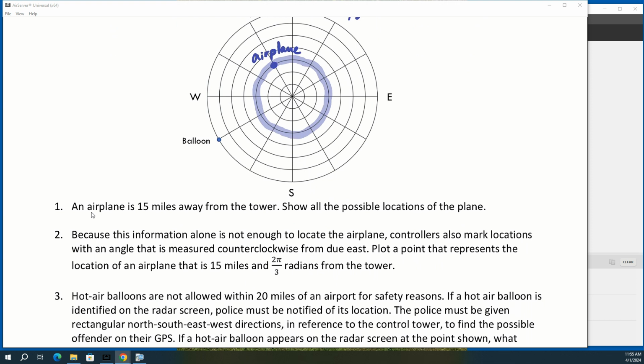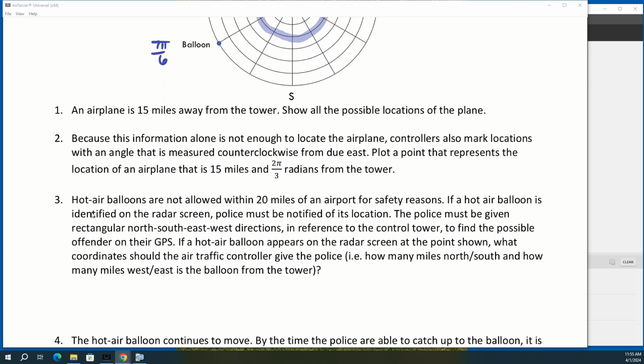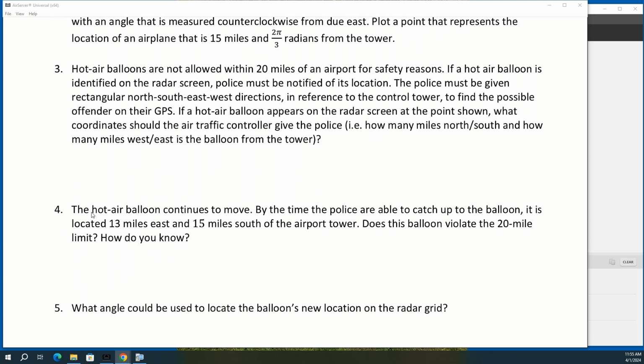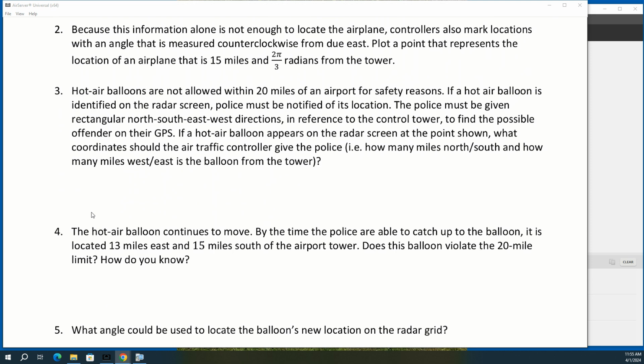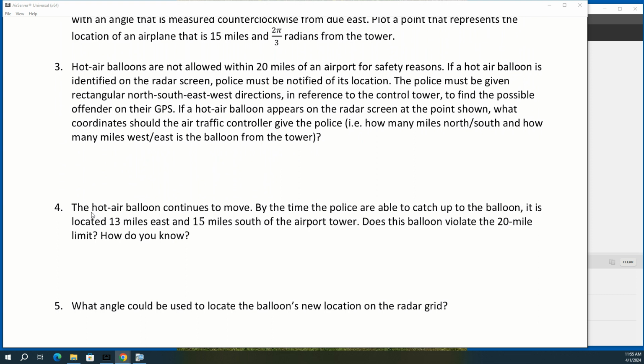If we were looking at the angles, that angle is going to be 7 pi over 6. And then for the r, if we count by fives, 5, 10, 15, 20, 25, 30, 35. So right now it's 35 miles away, so it's not breaking any rules. But we're going to go ahead and get the police ready just in case. So you can tell that this balloon is west and south of the air traffic controller tower.